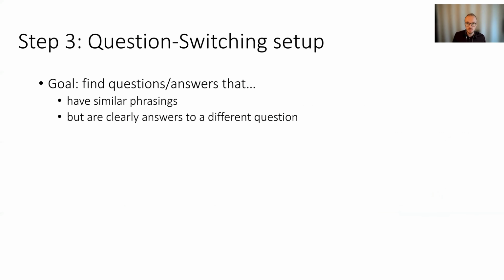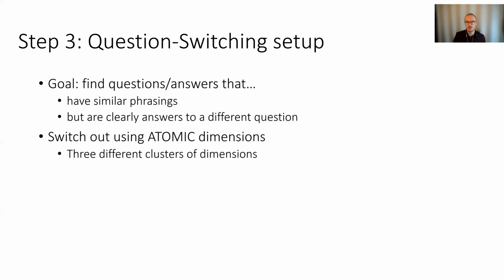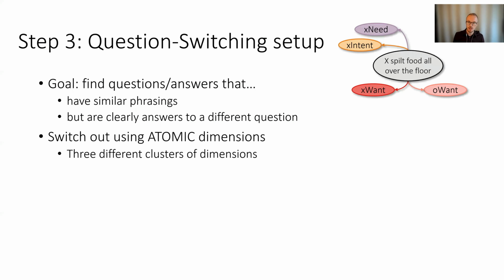And so here, again, we're going to use ATOMIC as a way to come up with different questions. Specifically, in order to preserve the phrasing so that the answers look similar, we're going to use 3 different clusters of ATOMIC dimensions. The first cluster is related to needs, intents, and wants. So specifically, what did people need to do before? What was their motivation or intent for doing the action? And then what are they going to want to do next? Both the person doing the thing as well as others who may be involved.